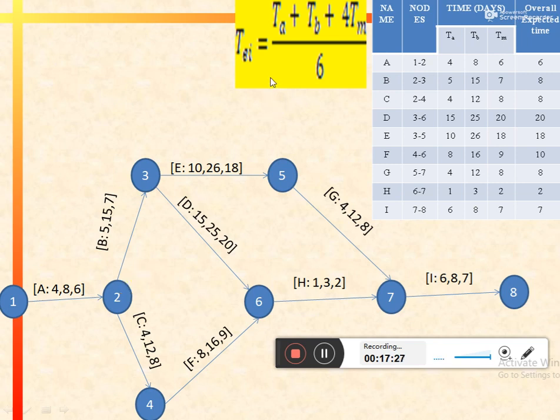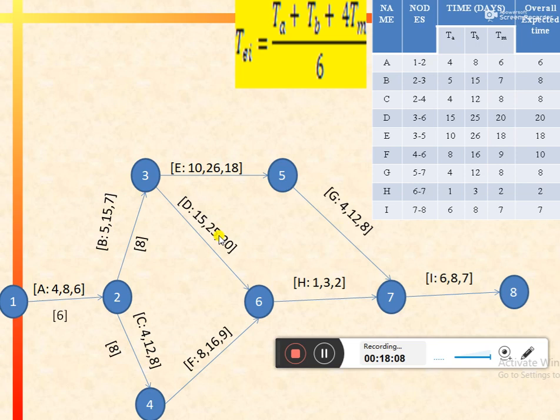After that, we need to calculate the single estimate for each activity by using this formula. So let's start with activity A. By replacing all the values in this formula, TA is 4, TB is 8 and TM is 6. So putting these values in this formula, we would get the single expected time, that is equal to 6 days. Similarly for activity B, by putting all these values in this formula, we would get 8. For activity C, it would be 8 days.